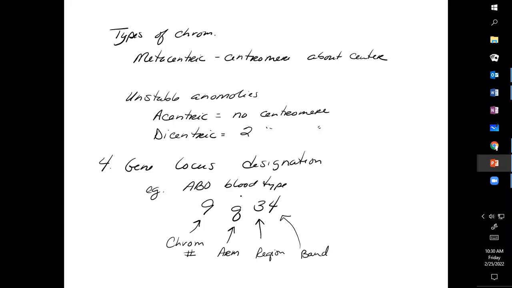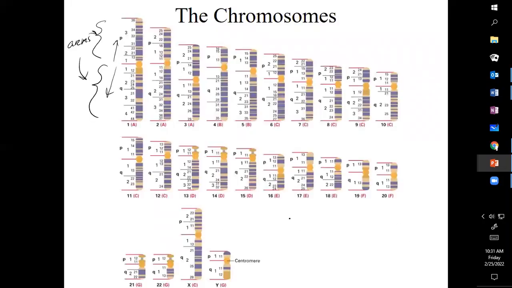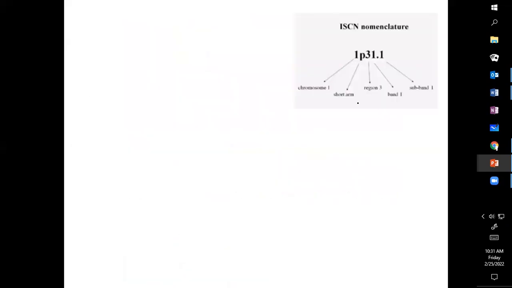Let's see if we can find the ABO blood type locus in this little cartoon karyotype. Chromosome 9, it was 9q, so it's in the long arm. This is region 3, and this is 34, right? So 3, 4, this is where we would find the ABO blood type locus. Here's another showing the nomenclature. The chromosome number comes first. This is saying it's on the short arm, region 3, band 1, and then you can even get subregions within the regions.